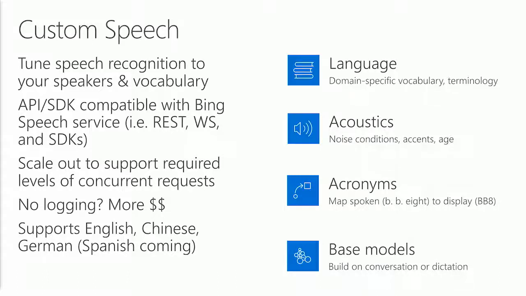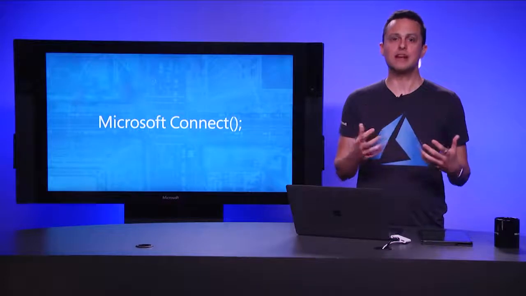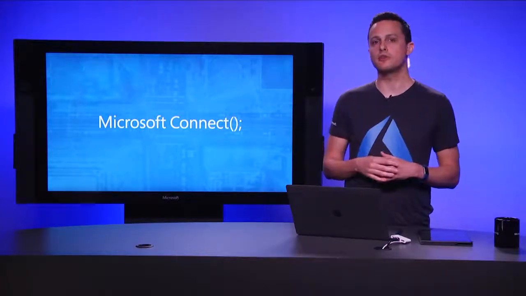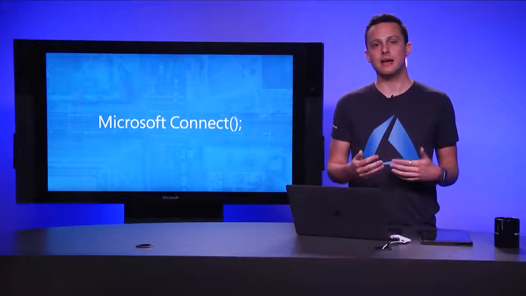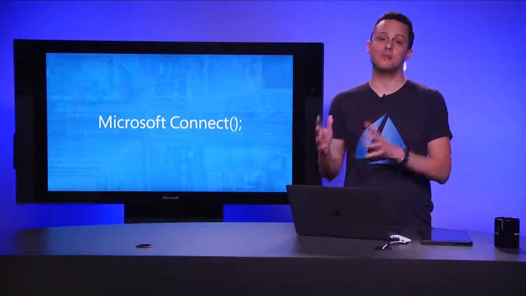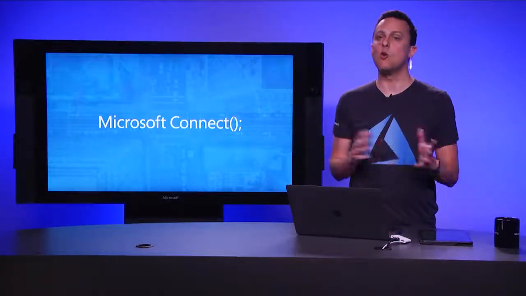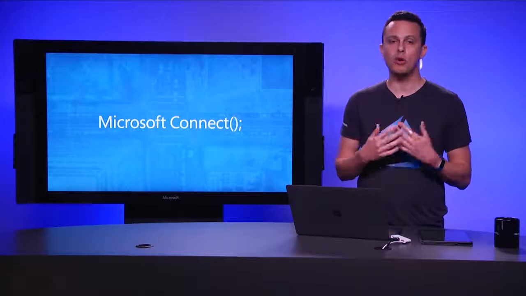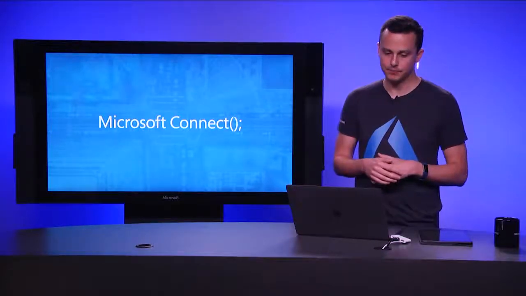One of the most exciting things about this particular service is that it is actually API and SDK compatible with the Bing Speech API. So we can start by using the Bing Speech API in our applications and monitor its performance. And if we decide we need better accuracy, we can switch over to the custom speech service. All we need to do is update some endpoints. All of our code will remain exactly the same.